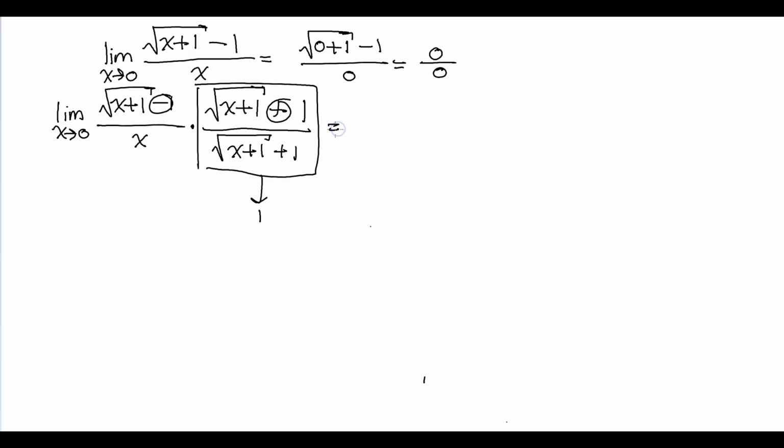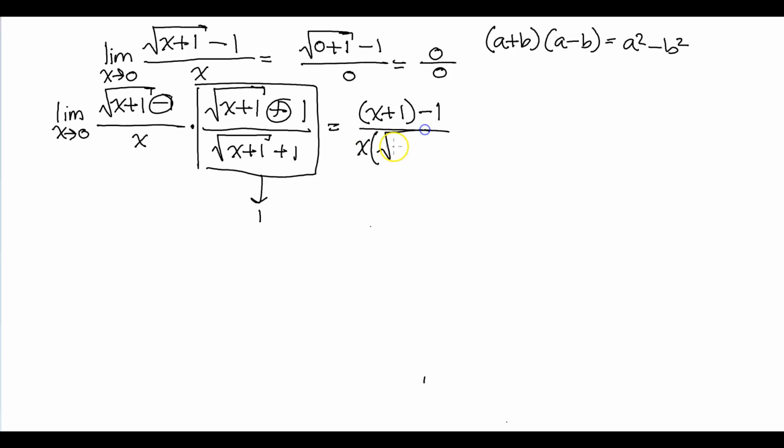Okay, so if you multiply it all out, the reason I used different operations is that this looks kind of like a difference of squares expanded out, like a plus b times a minus b, which equals a squared minus b squared. So you get x plus, and the square root of x plus 1 squared is just x plus 1, and 1 squared is just 1. So x plus 1 minus 1, over x times the square root of x plus 1 plus 1.